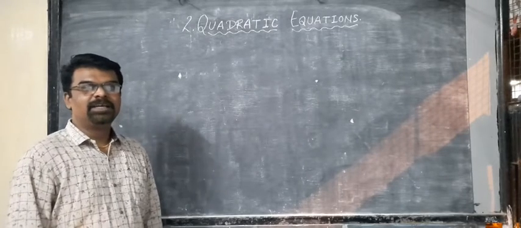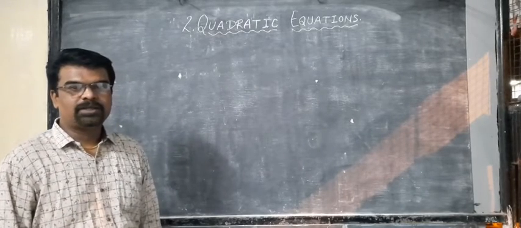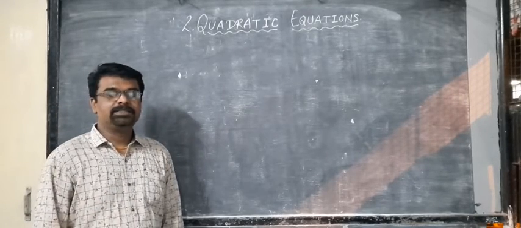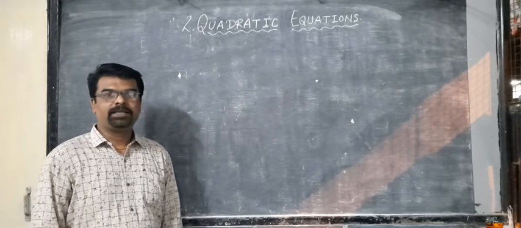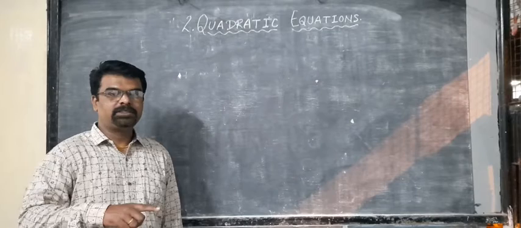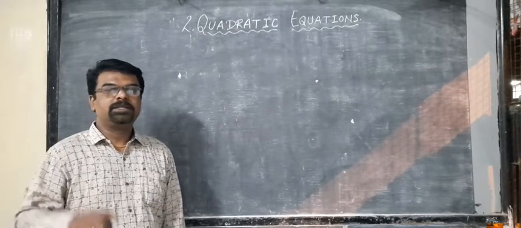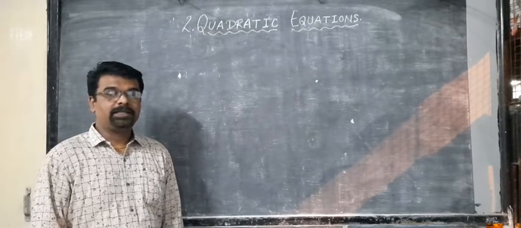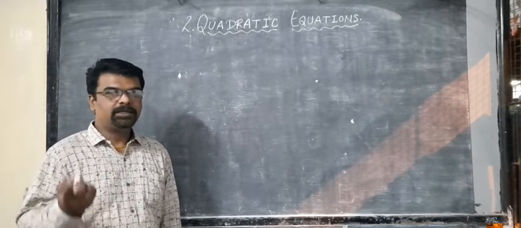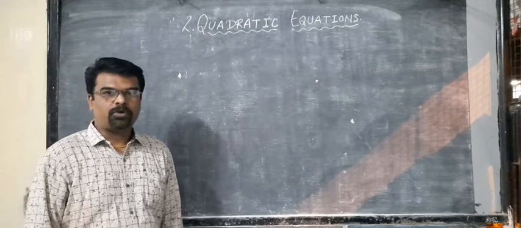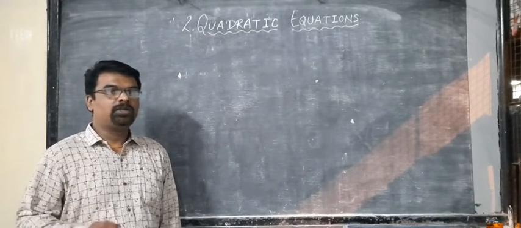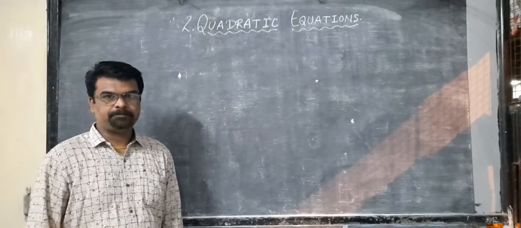Hello students, we have studied before the general form of quadratic equation. Thereafter we solved one activity in which we wrote the given quadratic equation in the general form, and thereafter we wrote the values of a, b and c.